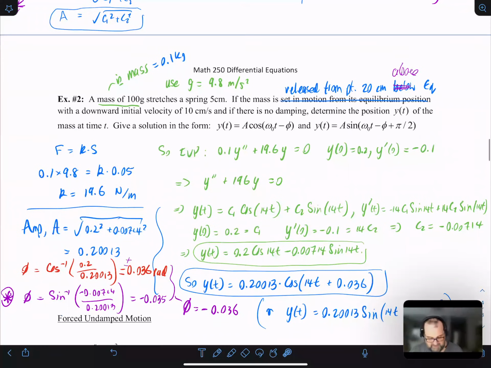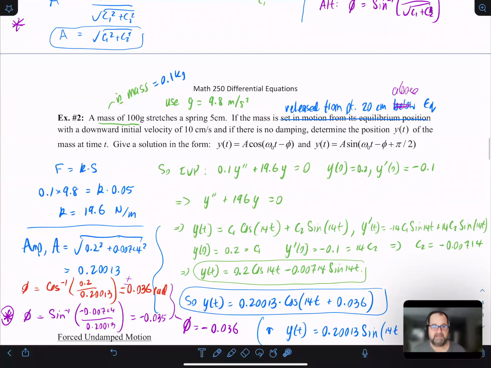All right, so we're going to leave it there. We will finish up the other cases for simple mass spring systems in class together.